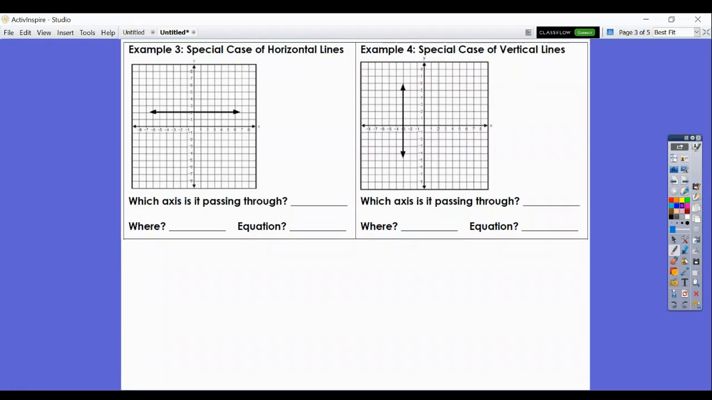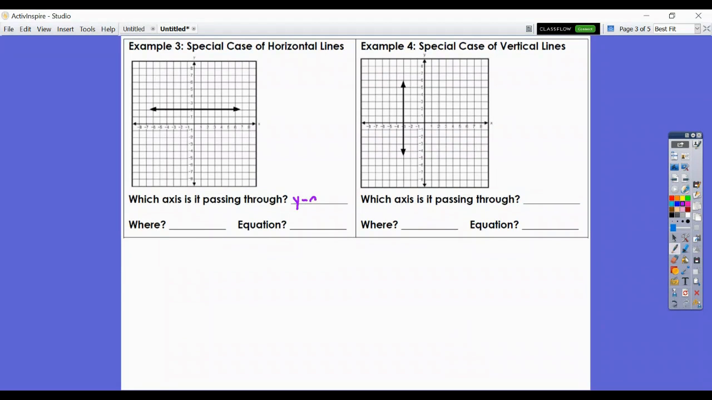Looking at the horizontal line special case, we're looking to see which axis it passes through, and it's going to be the y-axis. When it passes through the y-axis, we have a y equals equation. What it equals is what specifically it's passing through at, which is a positive 2. That's where it passes through the y-axis, so y equals 2 is our equation.